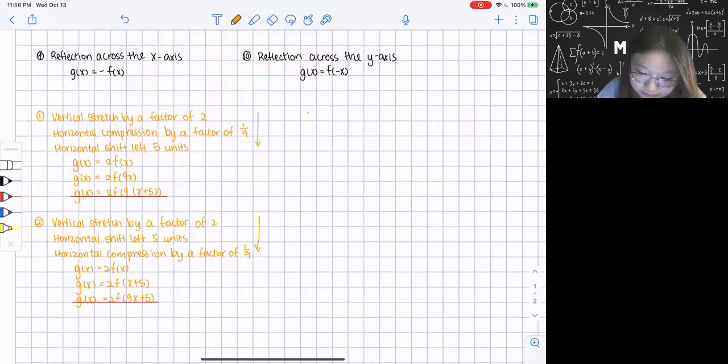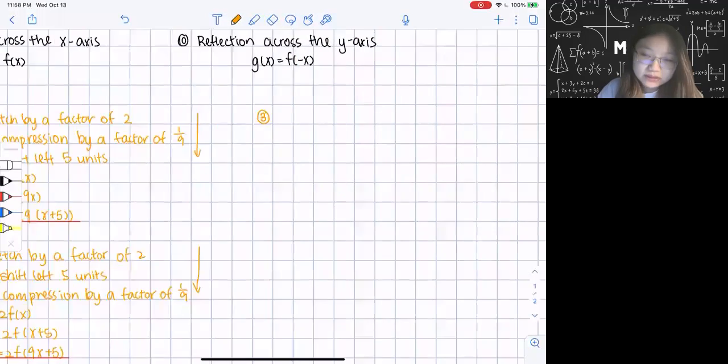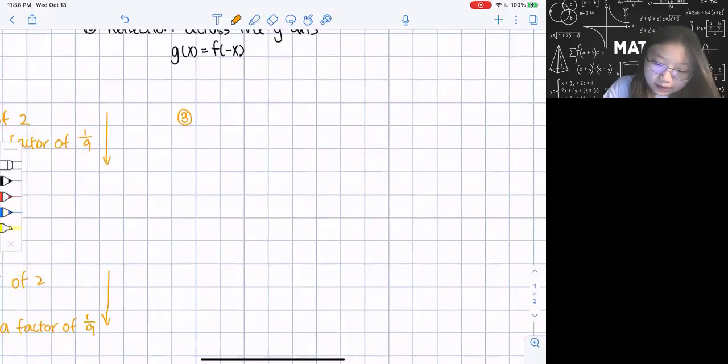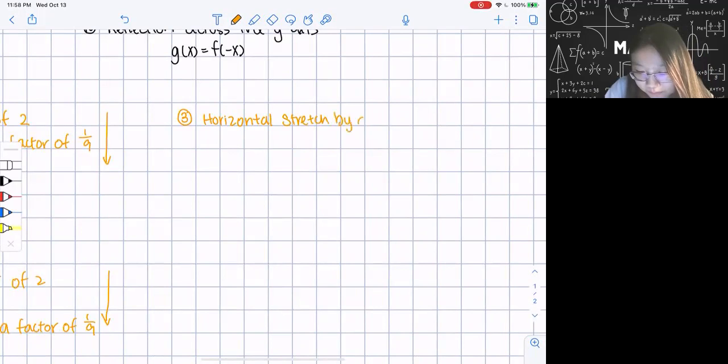So I'm gonna give you more examples. For transformation, practice is the best tool to help you. So for example, I'm just thinking of the questions right now. If I have a horizontal stretch by a factor of 5, and then I'm gonna have a horizontal shift right 10 units.